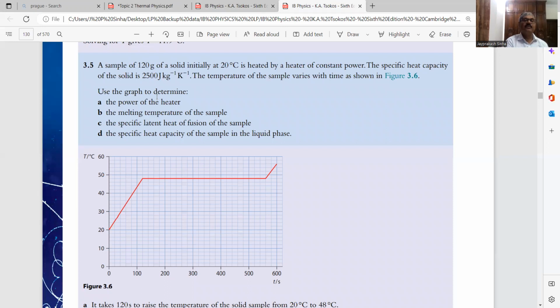Use the graph to determine the power of the heater, the melting temperature of the sample, the specific latent heat of fusion of the sample, and the specific heat capacity of the sample in the liquid phase. So these are the four parts of this problem we have to solve on the basis of this graph. Okay, so we'll come to the problem later on. First of all, we'll learn the concepts of thermal physics, mainly thermal properties of matter.